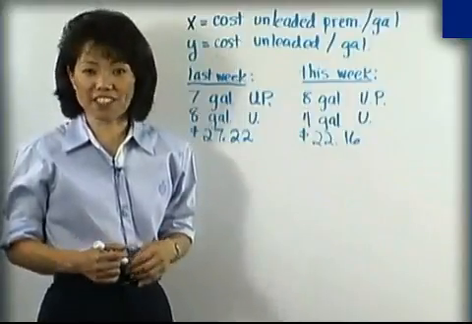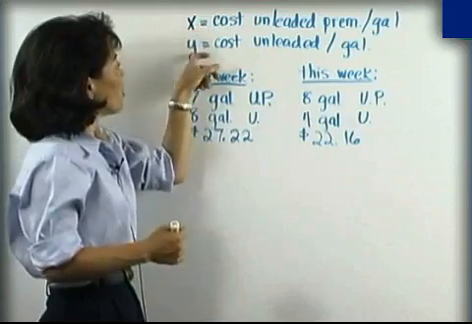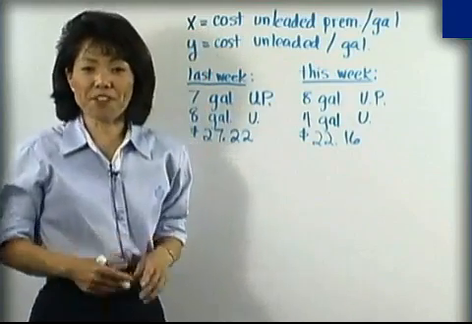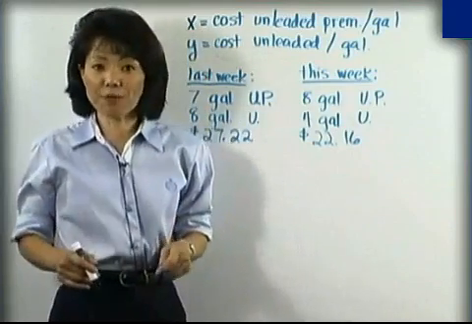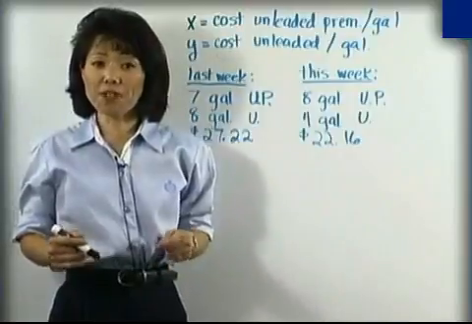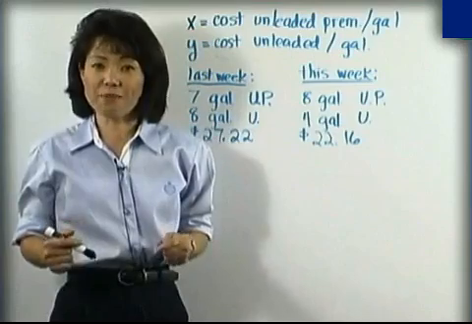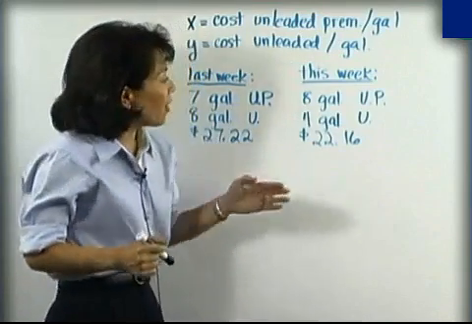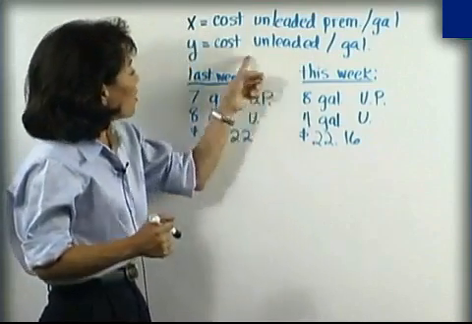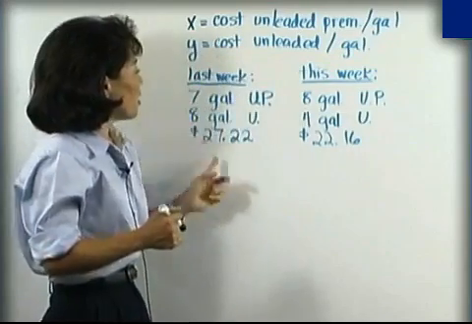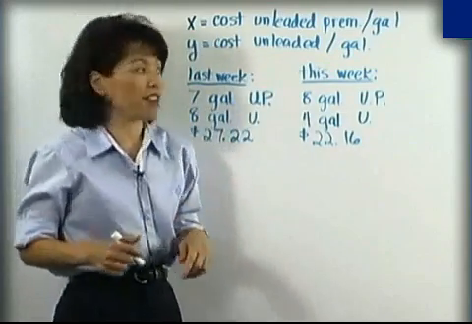Now, since we're looking for 2 different items, the cost of unleaded premium and the cost of unleaded regular gasoline, we have to introduce 2 different variables. When we have 2 different variables, we have to write 2 separate equations. Thus, we introduce a system of equations. Now, in our first equation, we'll use the information from last week's purchases.